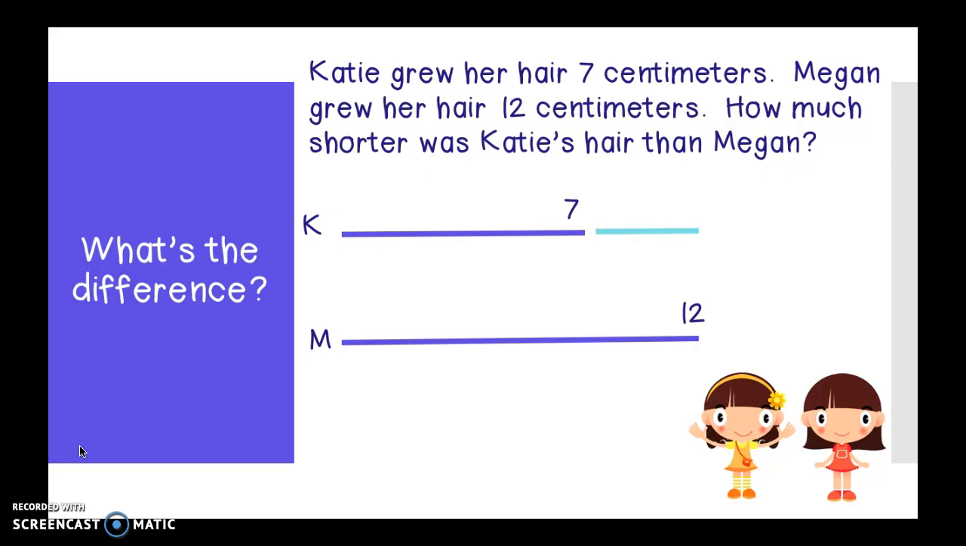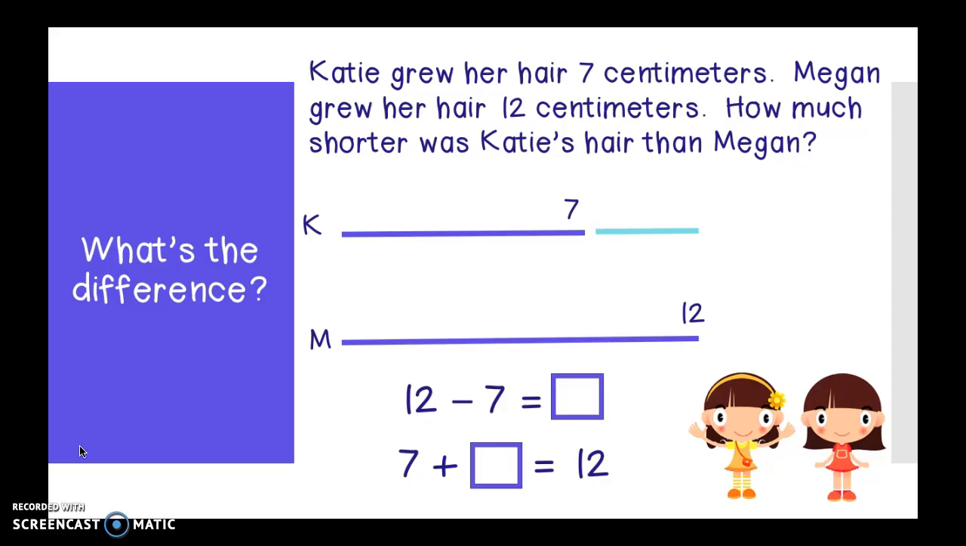What could be the other part so that I could have 12 altogether? Well, I could subtract. I could say 12 minus 7, because I already know 7 is part of 12, so I just need to know the other part that would make 12. Or I could do 7 plus something equals 12. Either way, I have an unknown of a missing part.